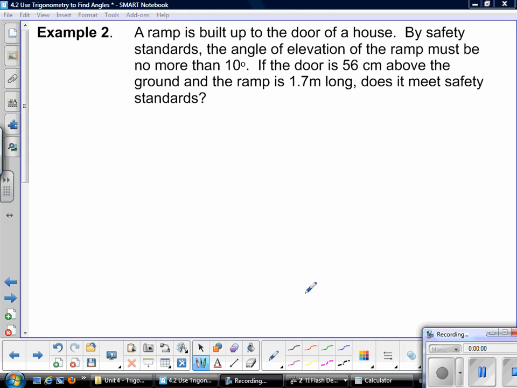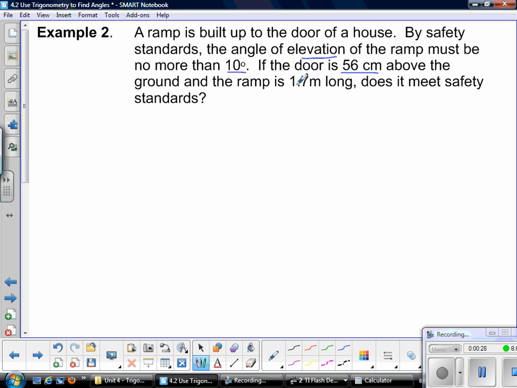Right, now here's our word question. Now remember, we're going to take our time to understand it. So we have a ramp is built up to the door of a house. By safety standards, the angle of elevation of the ramp must be no more than 10 degrees. If the door is 56 centimeters above the ground and the ramp is 1.7 meters long, does it meet safety standards?